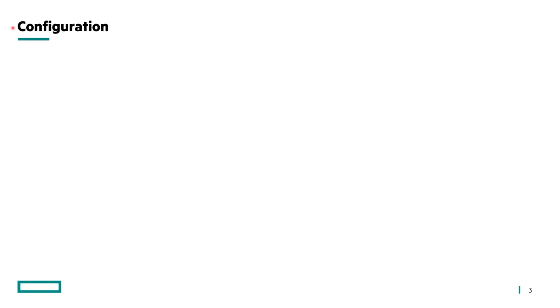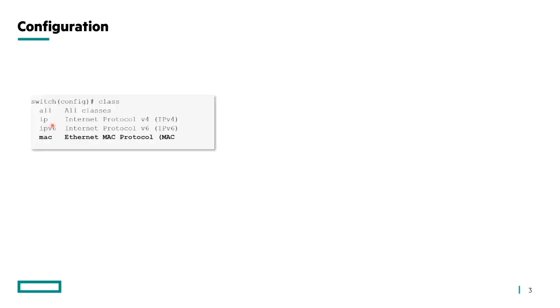The configuration options are very simple. If you go to the configuration context, typing class provides options for the Mac Ethernet protocol support. So prior to 10.12, the only configurable options would be for the IPv4 and IPv6 protocols, but now with 10.12, the option for the Mac Ethernet protocol is displayed as well.